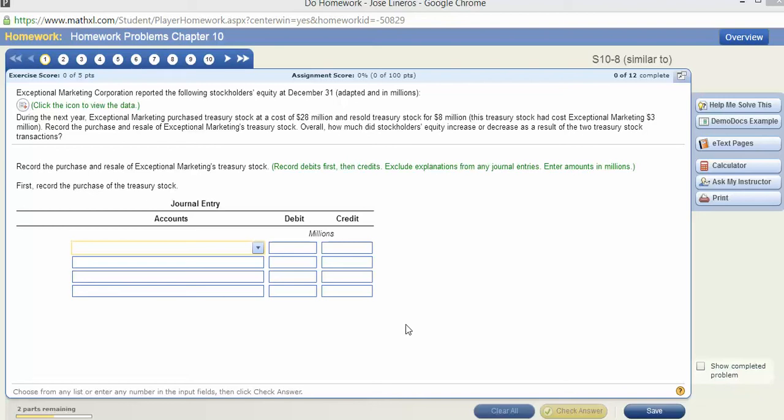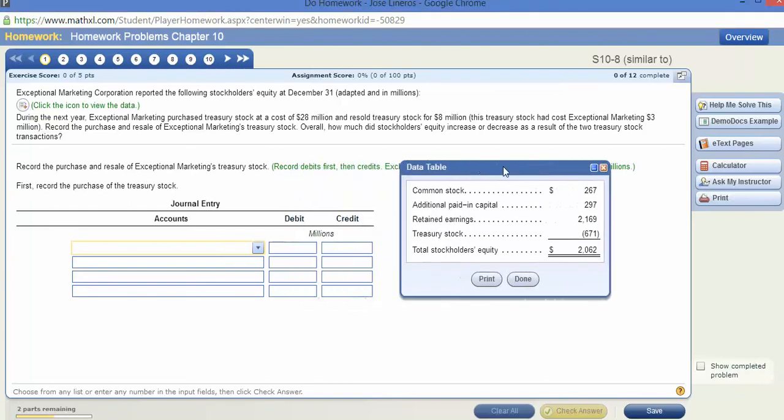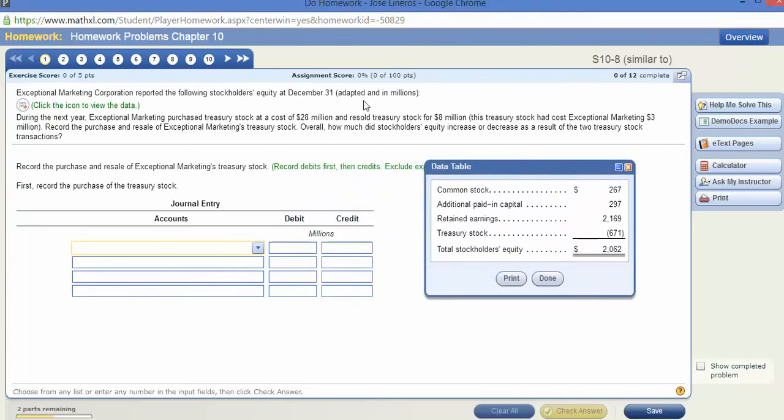Okay, let's look more in depth at something we covered in class a little bit regarding treasury stock. Let's look at some of the entries that you would make for treasury stock. It says here the corporation reported the following stockholders' equity. Basically, what you have is December 31st, in millions. This is what we had.